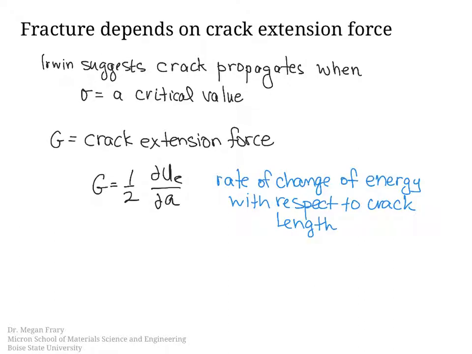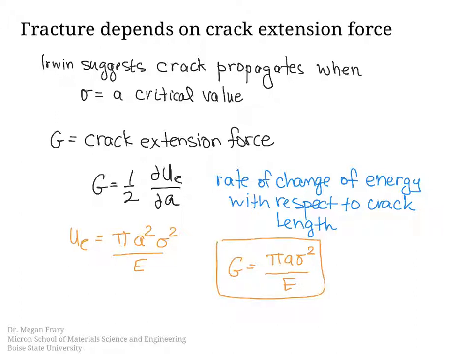So as we saw before when we were looking at the Griffith criterion, that elastic energy in the material is defined as pi a squared sigma squared divided by E. And so in carrying out this derivative, essentially, we find that G is equal to pi A sigma squared divided by E. This is, of course, for plane stress, and so if we have plane strain, we have to remember about our 1 minus nu squared term.